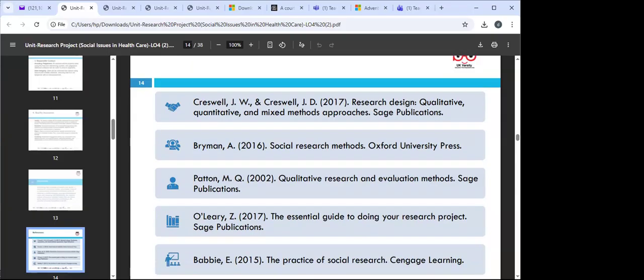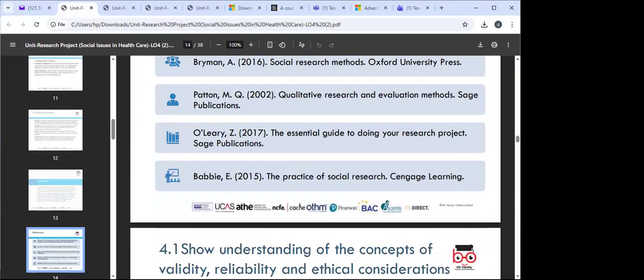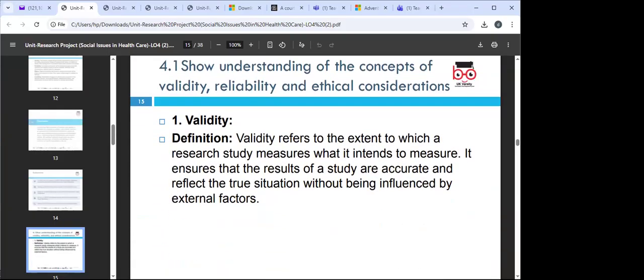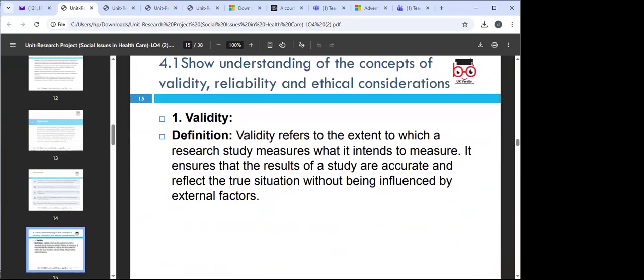These are examples of references, the Harvard type of references. All right, do you have any questions at all? Any questions at all? Let's proceed.